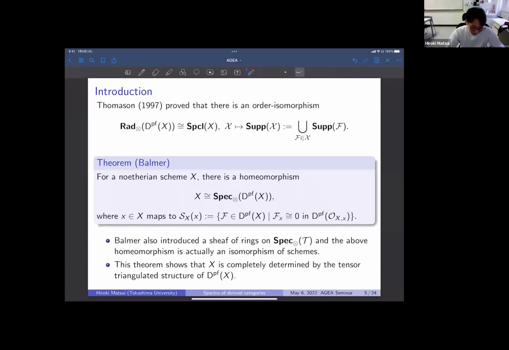Actually, so far we only consider the topological structure of the TT spectrum, but Balmer also introduced a structure sheaf on the TT spectrum. And he proved that this homeomorphism is actually an isomorphism of schemes. Therefore, this theorem gives a reconstruction of X from the tensor triangulated category structure of the perfect derived category, because the right-hand side is defined by using the tensor triangulated category structure. So X is reconstructed from this tensor triangulated category. So using additional structure, we can reconstruct the scheme X from the perfect derived category.